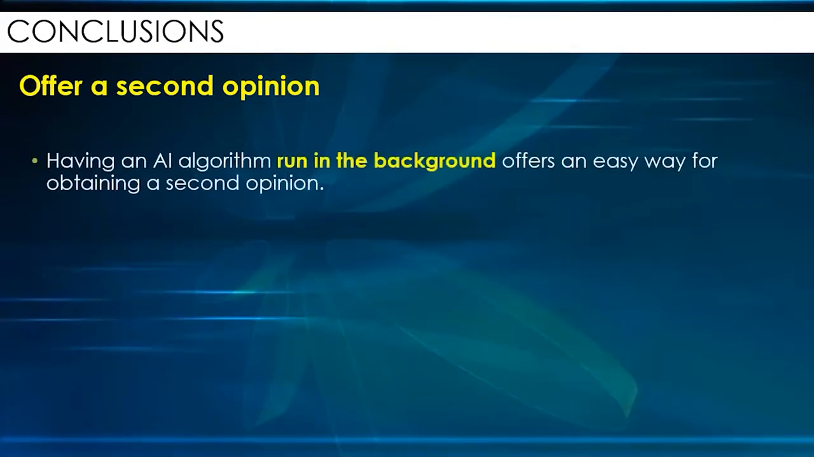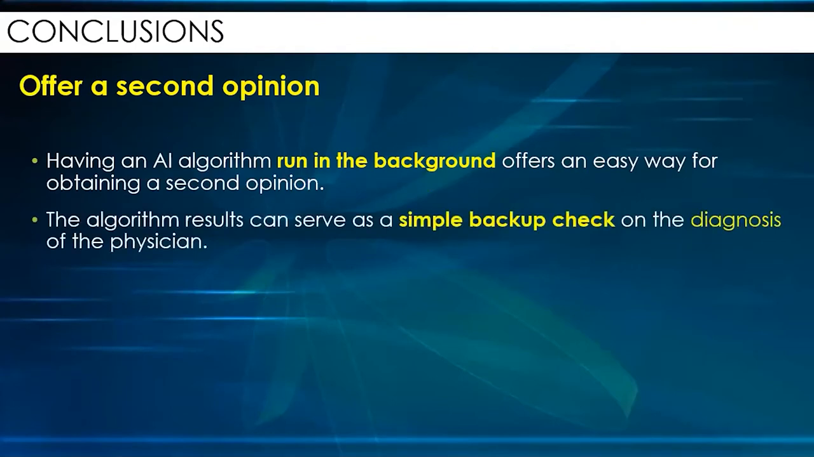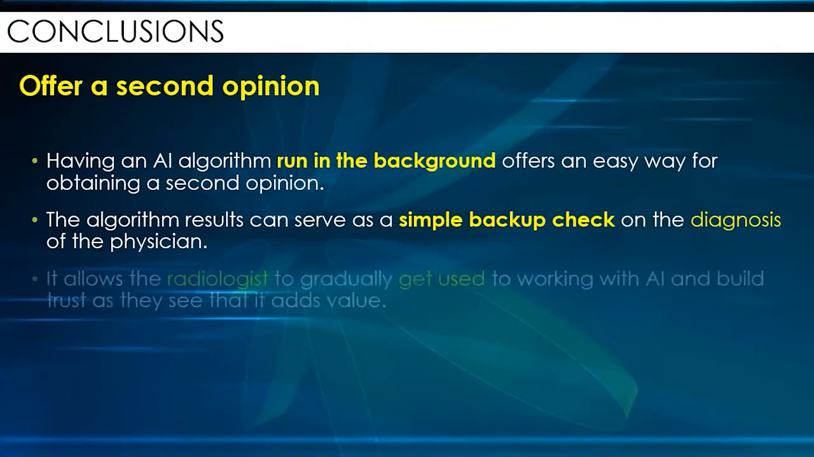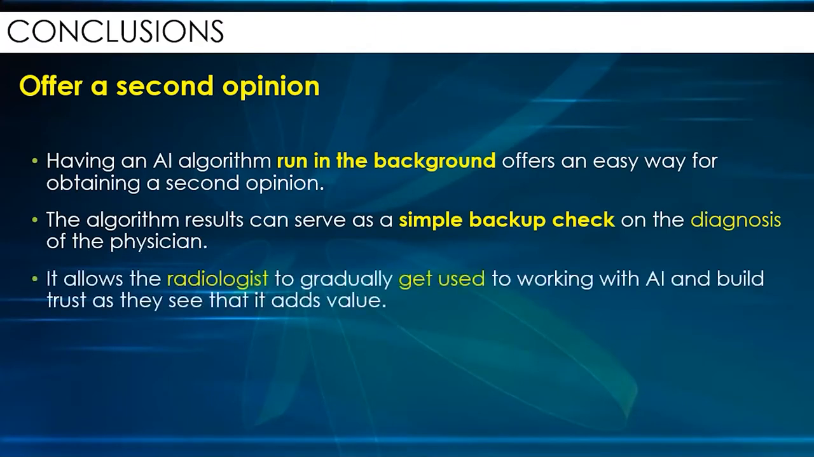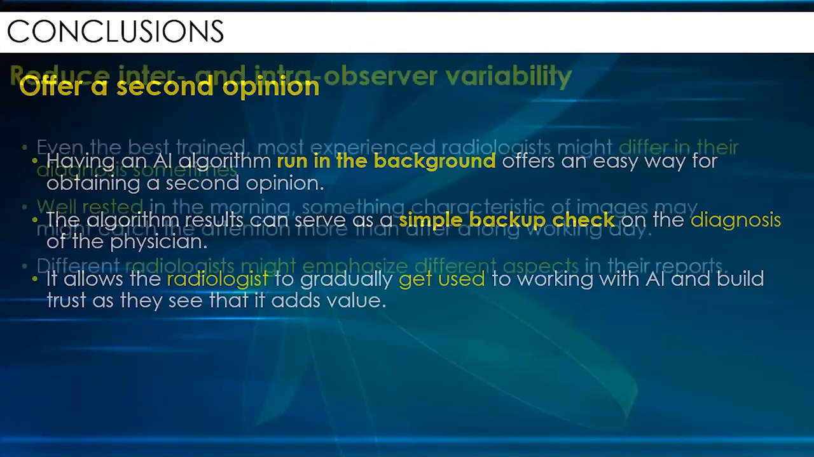And do not forget that to date, artificial intelligence has the main aim, as we said before, to offer a second opinion in everyday life. Because having an algorithm that runs in the background offers an easy way to get a second opinion. The algorithm can also serve as a backup system to check the diagnosis of the physician. And finally, it allows the radiologist to gradually get used to working with AI. And so they are able to change their mind about the performance of the software.